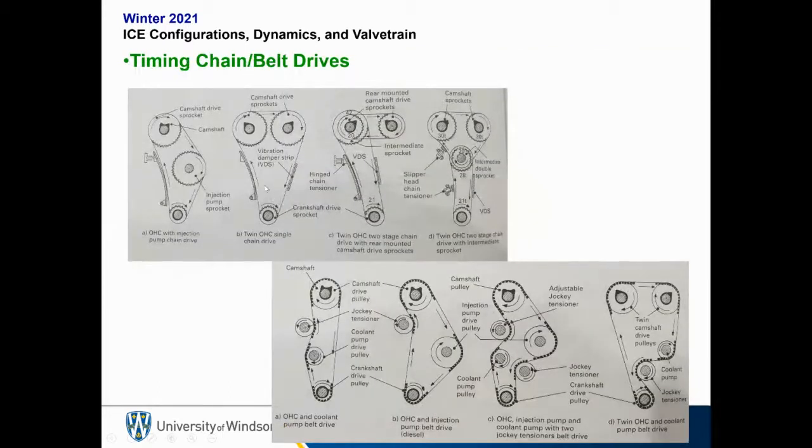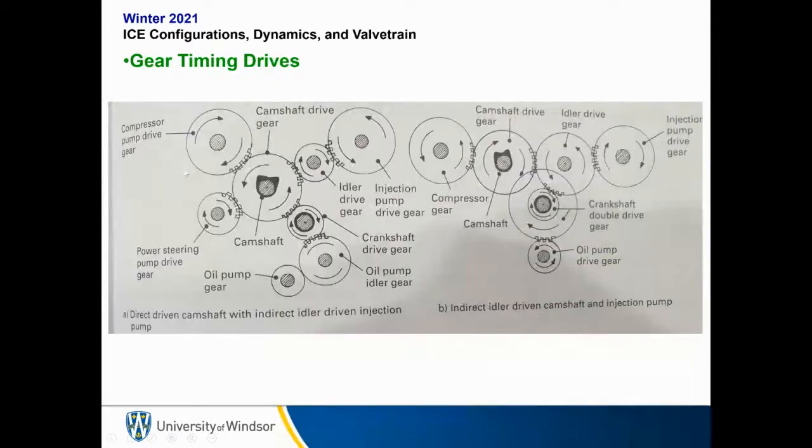And here's just some configurations of timing chain and belt drives. Depending on whether you have single or multiple overhead cams, you can have different configurations. And we're going to talk about what overhead cam and single and double twin overhead cam, what that means in the next slide. So I'll let you go through these diagrams on your own as you like. And here's some diagrams of geared timing drives. Again, very uncommon unless you're dealing with heavy duty diesel, typically not in automotive.